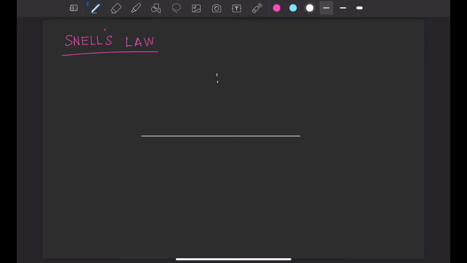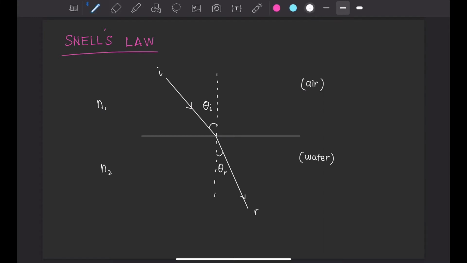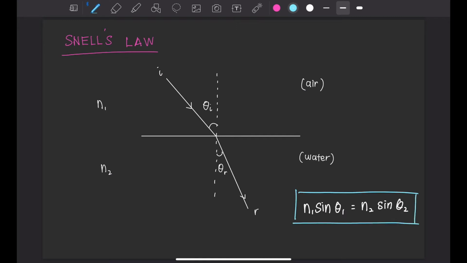Let's say we have two mediums and then this is the normal. So this ray is the incident ray and this is the refracted ray. So this is the incident angle, and the refracted angle. The top one is the air medium and the bottom one is the water medium. So the ray comes from air to water. And Snell's law states that n1 sine theta 1 is equal to n2 sine theta 2.